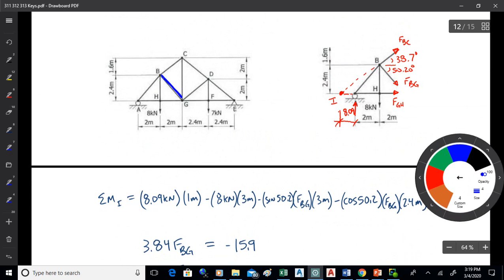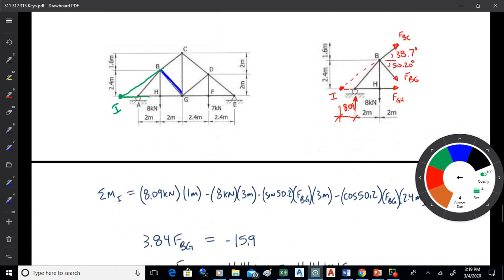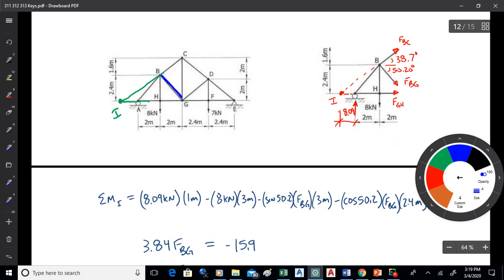So if I can figure out where the other 2 intersect, which I'm calling point I out here, I could take moments about I and solve for BG after I find the reactions, of course. So I went ahead and found where I is located. The way I do that is I look at the slope of BC. I'm going to push that down to the bottom there and intersect it with the horizontal. The slope of that is 1.6 to 2. That's the slope of BC.